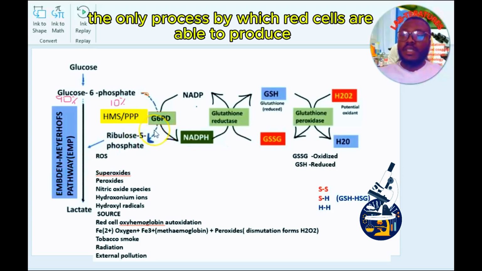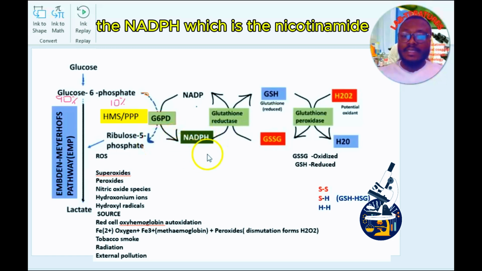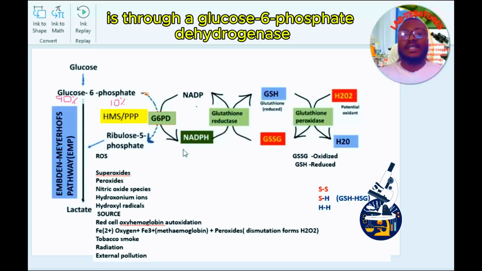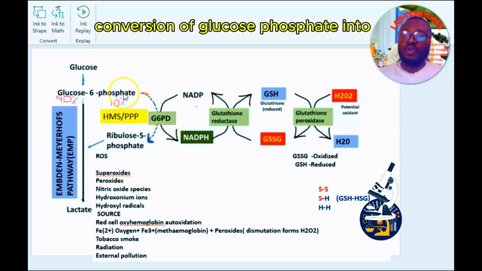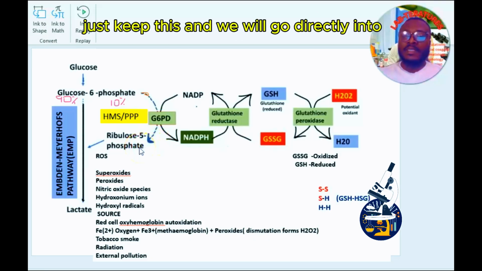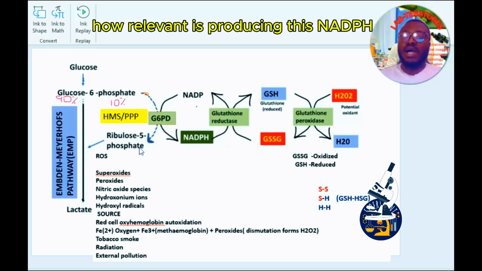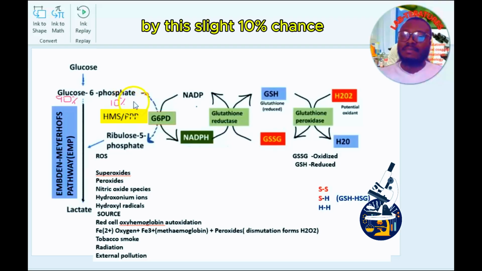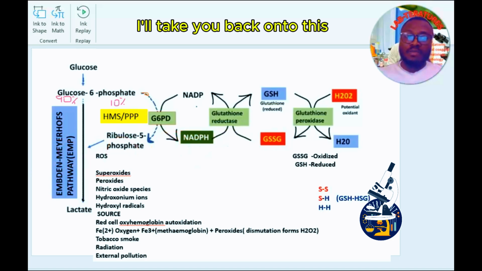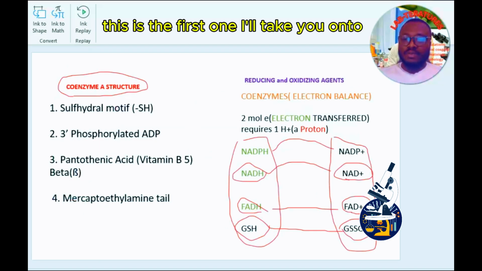However, the only process by which red cells are able to produce NADPH, which is nicotinamide adenine dinucleotide phosphate reduced, is through glucose 6-phosphate dehydrogenase converting glucose 6-phosphate into ribulose 5-phosphate. An interesting step here. Just keep this in mind, and we will go directly into how relevant producing this NADPH by this slight 10% chance is to mature red cells. I will take you back onto this. This is the first one I'll take you onto.